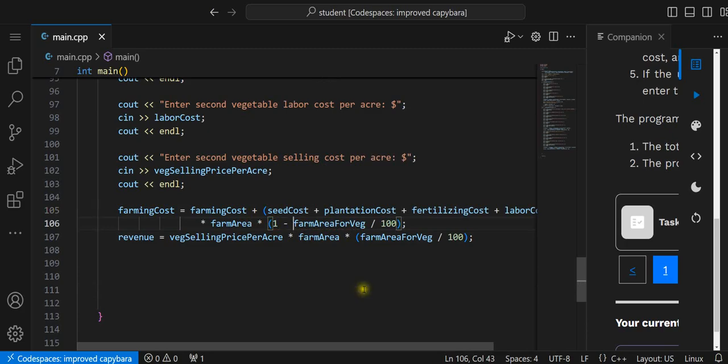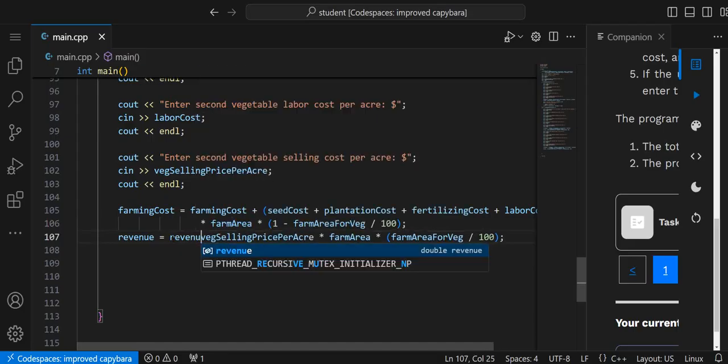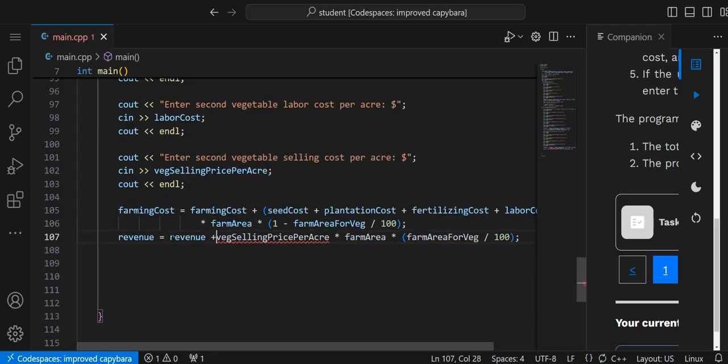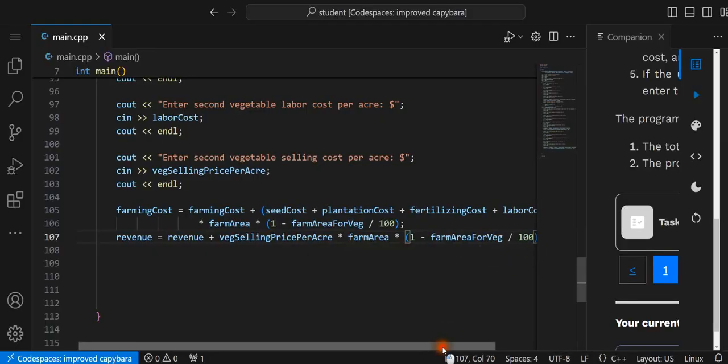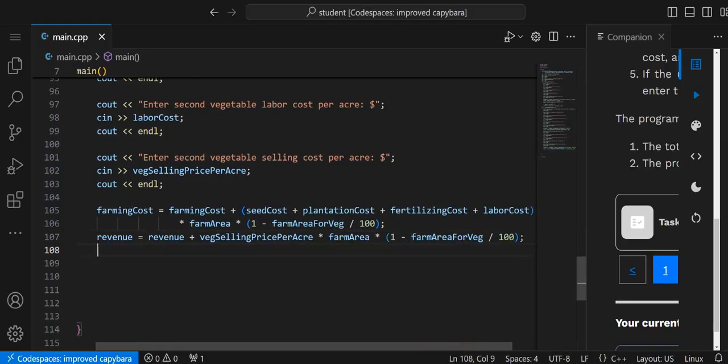And the revenue would be equal revenue plus veg selling price per acre times farm area times 1 minus farm area veg divided by 100. So we got that, it's looking good. Let's copy and paste.